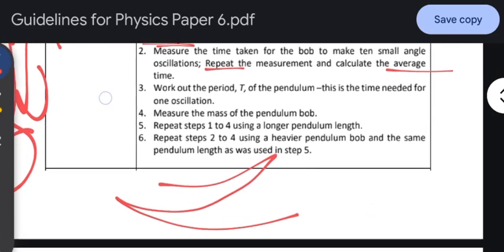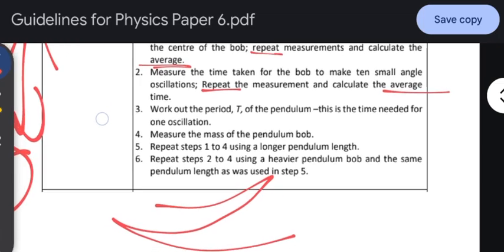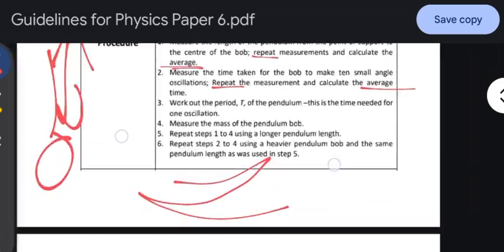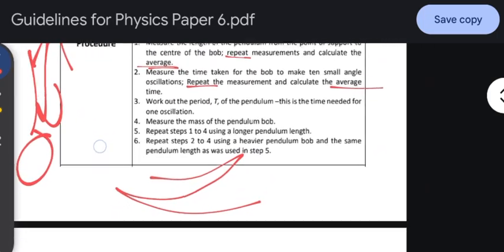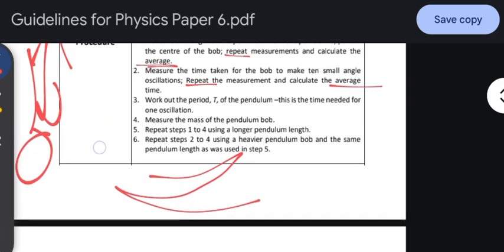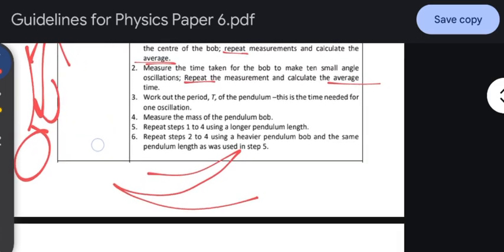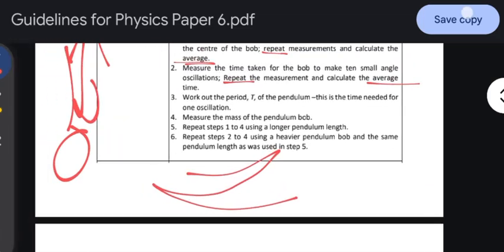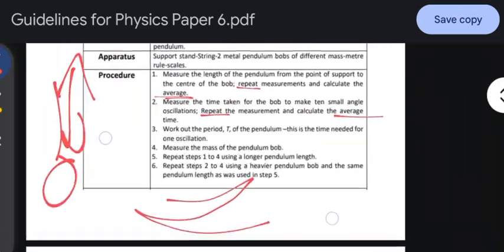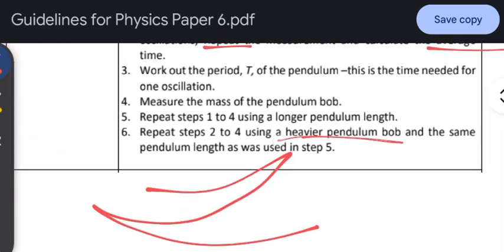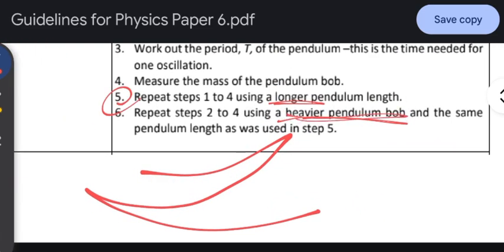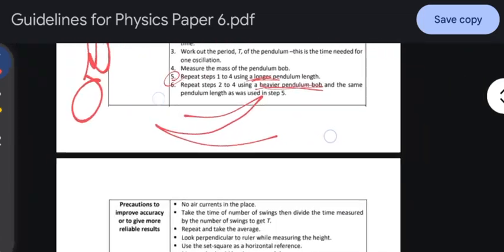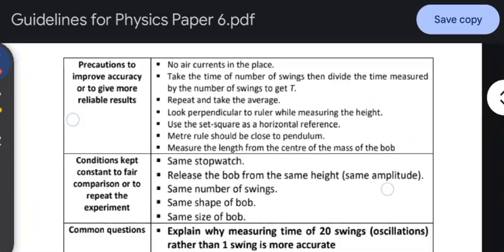Work out the period. The T is the time period of the pendulum. This is the time needed for one oscillation. So basically you divide it. For 10 oscillations, what is the time? Then for one oscillation, what is the time? You will use the proportionality method I taught you before. Now measure the mass of the pendulum bob and repeat it. Now repeat steps 1 to 4 using a longer pendulum length. Then repeat steps 2 to 4 using a heavier pendulum bob, because length and mass are what we are trying to investigate, with the same pendulum length as was used in step 5. Okay, you will use the same length that was used, but you will change the mass. When you're changing length, you will not change the mass. But when you're changing mass, you will not change the length.